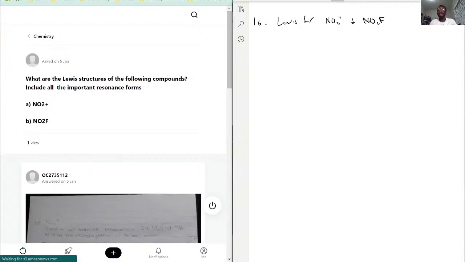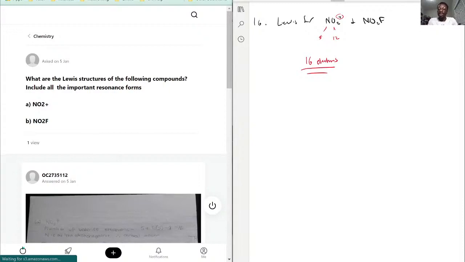Nitrogen has 5 electrons because it's on the 15th column. Oxygen has 6 electrons because it's on the 16th column. So nitrogen will be donating 5 electrons in the valence. Oxygen is 6 times 2, that's 12. But this plus right here means that we're actually going to have 1 less electron to work with. So rather than just being 17, we're actually going to work with 16 electrons. Okay, that right there is important because that actually tells us whether we're approaching this correctly or not.